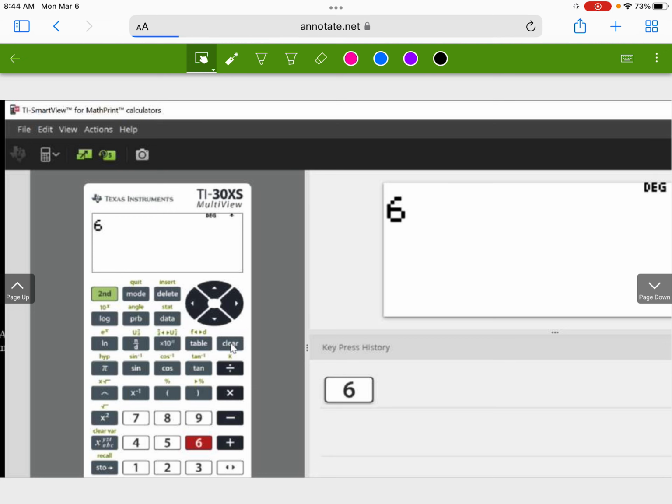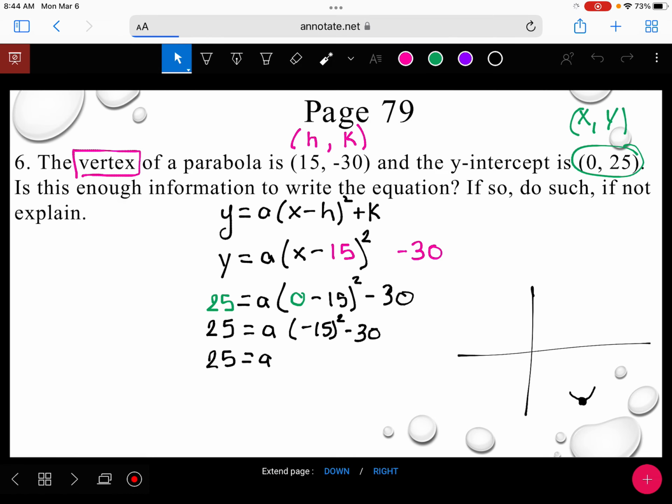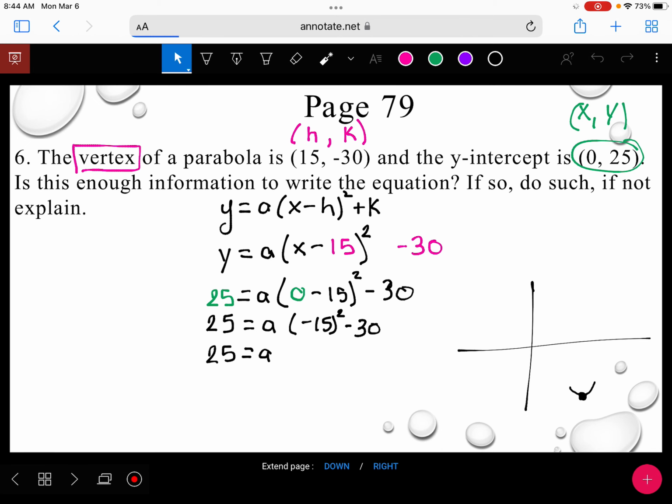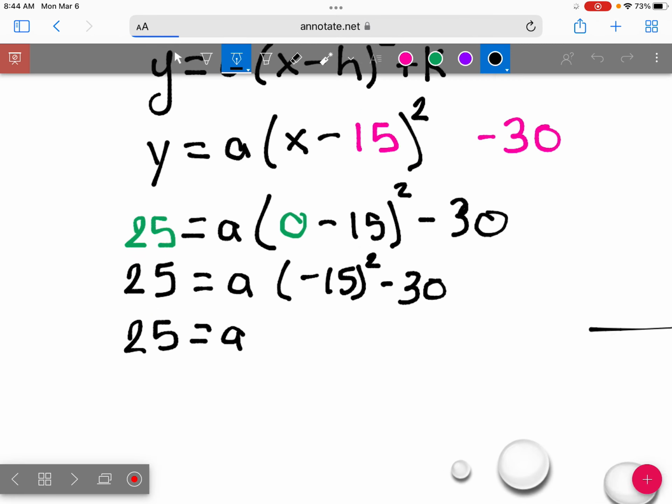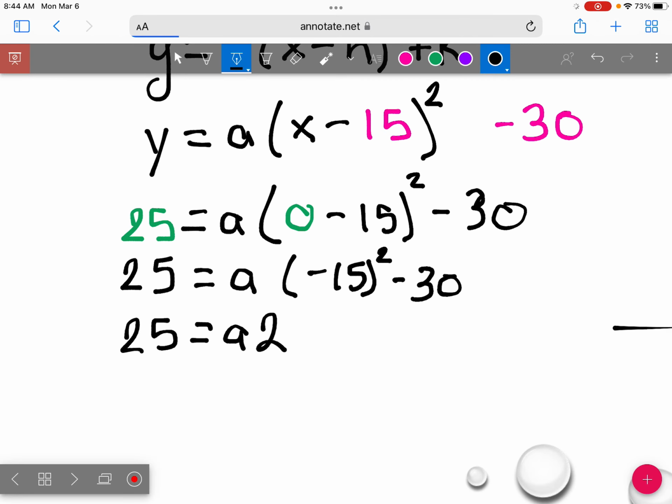Never mind. So you got to put parentheses around your negative 15. It should be positive because negative 15 times negative 15 is going to be positive 225. So we have a times 225 minus 30. And I want to get a by itself. I want that guy by himself. What am I going to do next?